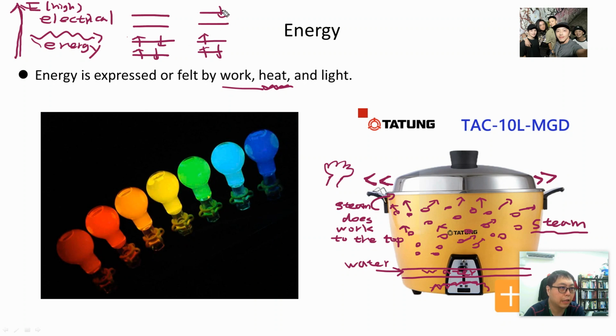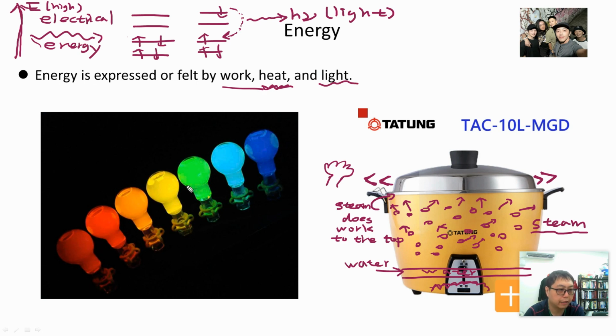The electron doesn't like a high energy state, so it will go down. It wants to go back to its original state. Once it goes back from the high energy state to the low energy state, it will emit light, hν, which is called light. So that's why I say light is also an expression of energy.